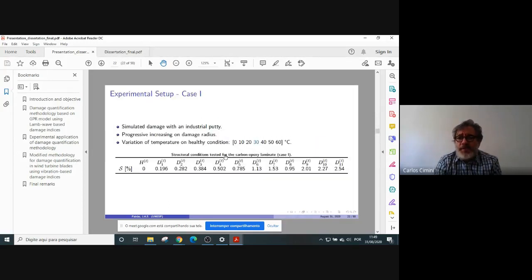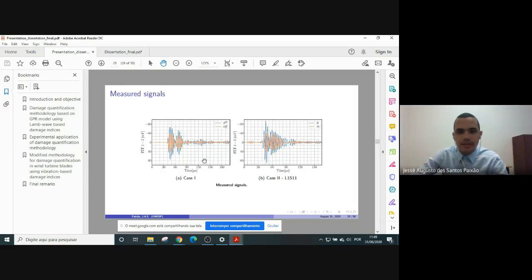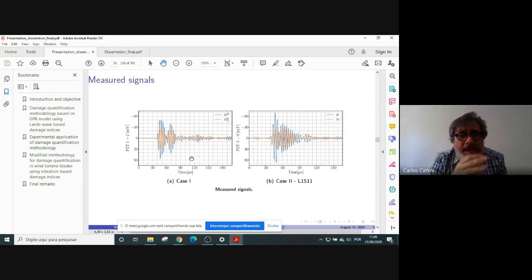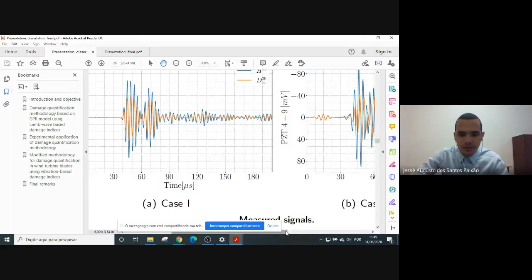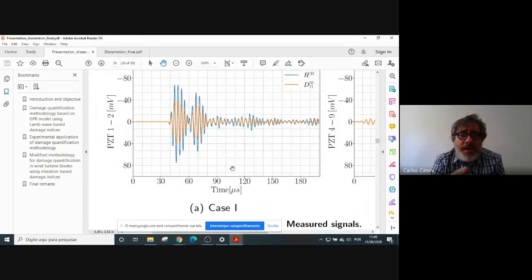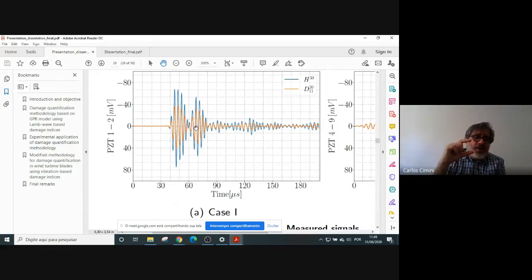There is a slide that you show that was two waves. Right, this slide. This one is good. This one you say is a healthy one, and there is a damaged one. Yes, and clearly, the amplitude is lower.